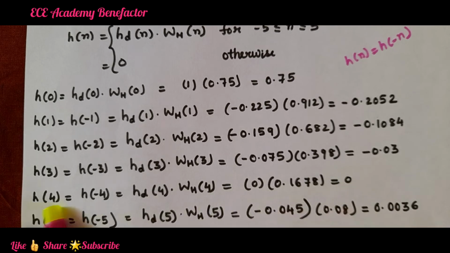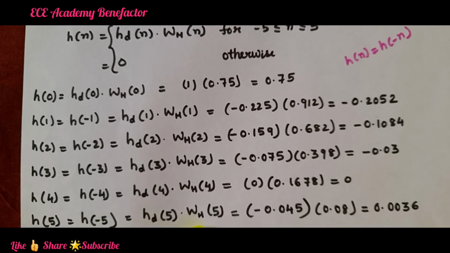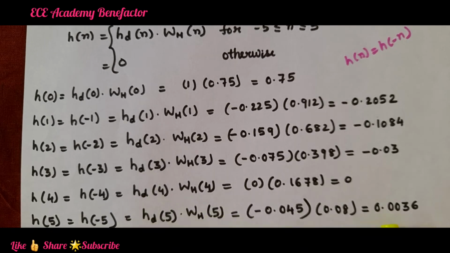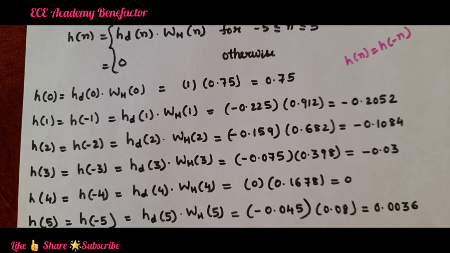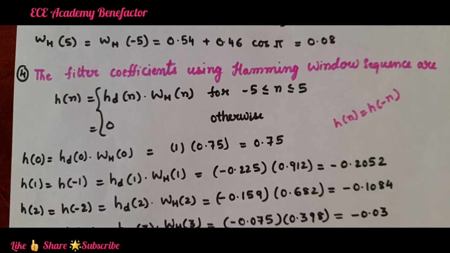So, H of 4 is coming to be as 0. H of 5 is equal to H of minus 5 is equal to HD of 5 dot WH of 5, which is coming to be as 0.0036. So, we have computed the filter coefficients using Hamming window. Next, we will find the transfer function H.